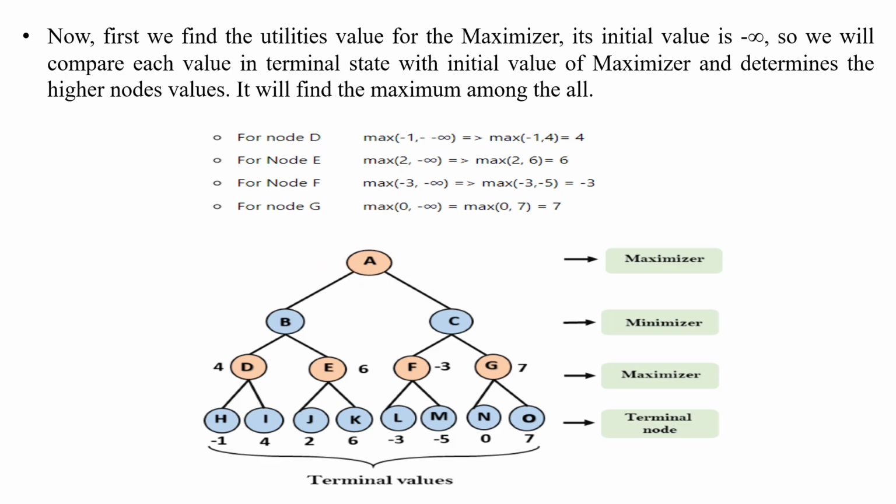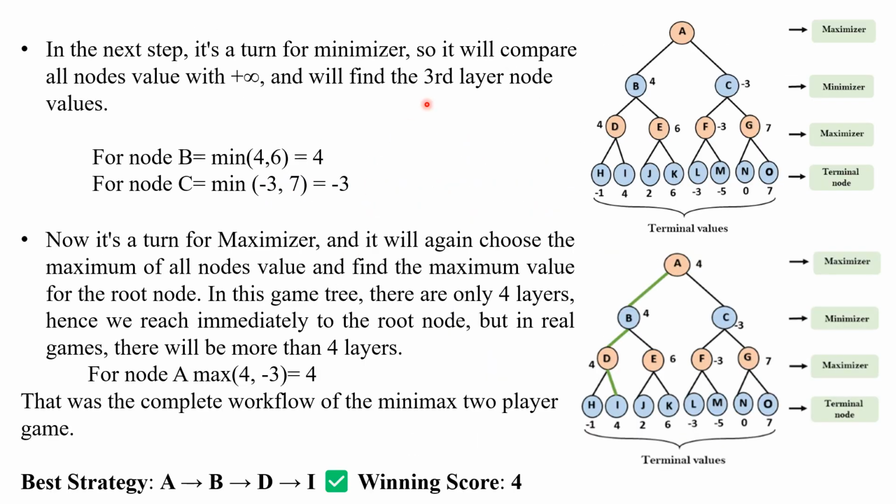This side we are getting 4, this side minus 3. Then what's the maximum value? 4. So for node A, the maximum value is 4. The best strategy is A, B, D, and I. Here the value is 4, here also 4, here also 4. The difference is 0, which means there is no path cost. So the best strategy is A, B, D, and I.